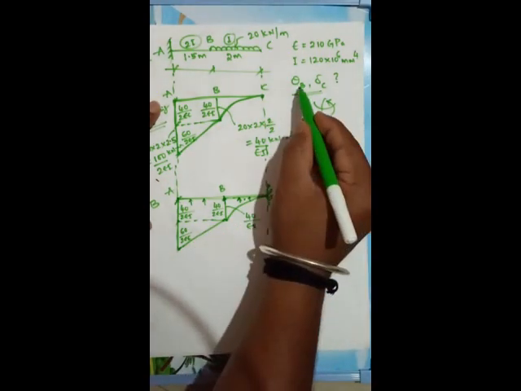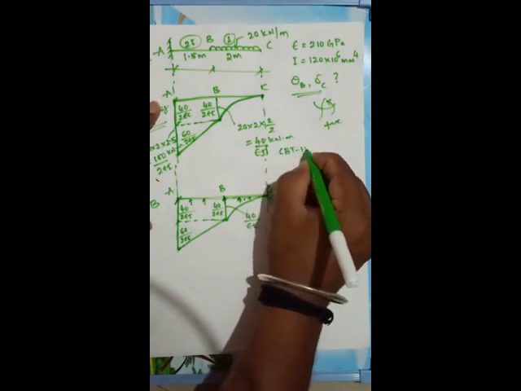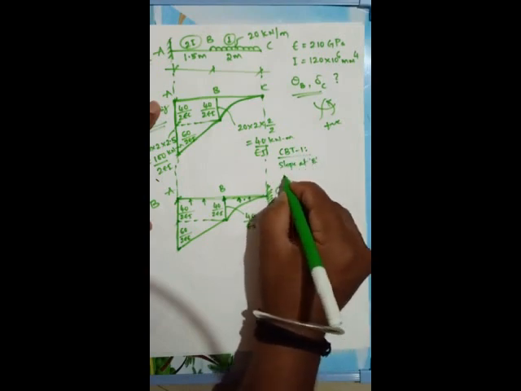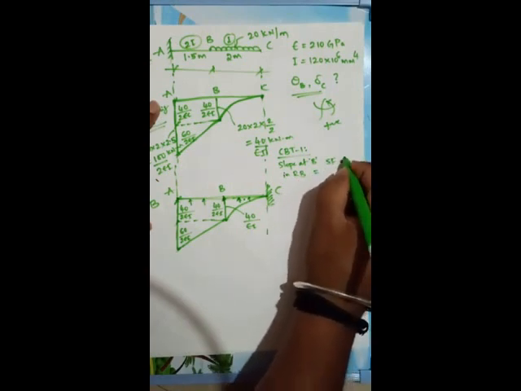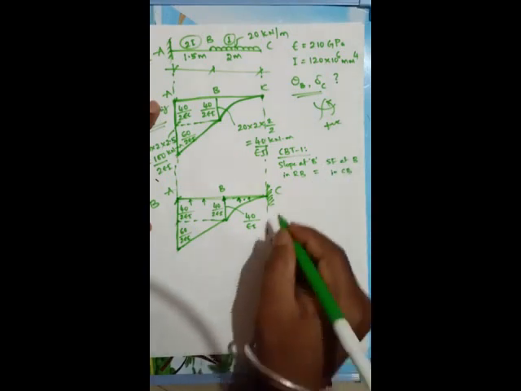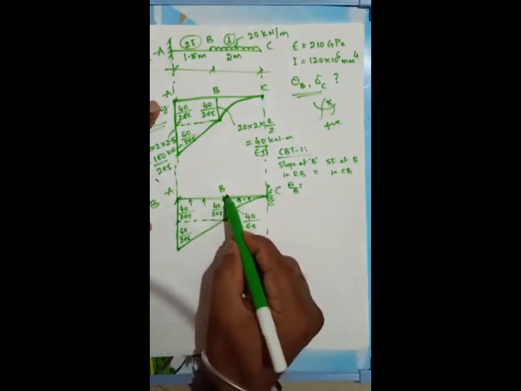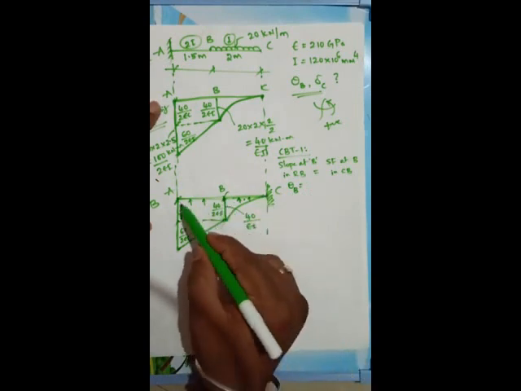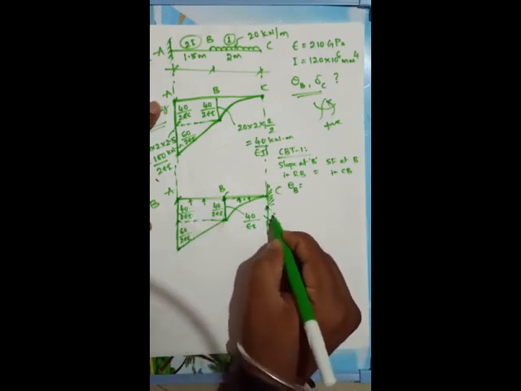So now you are finding theta B. What is theta B? According to conjugate beam theorem 1, the slope at any point in the real beam, the slope at B in the real beam, is equal to the shear force at B in the conjugate beam. Correct? So theta B means you are cutting a section here, and taking the left hand side or right hand side total vertical force. It's always better to consider the left hand side, so we can skip RC, no need to find it.